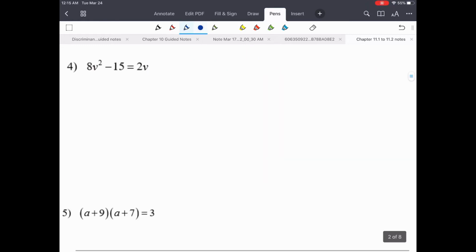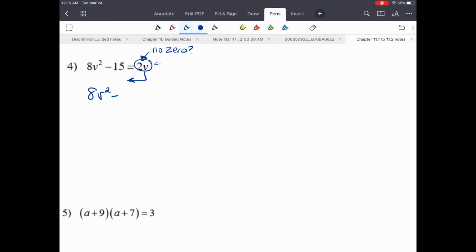Now the next one, you're going to notice that there's no 0 there. So if there's no 0 there, we want to make it so that it is. That means we have to take this term and move it over to the left side, to the left-hand side of that equation, or the polynomial, I should say. And so you're going to get 8v squared. Now that was a positive 2v, so it's going to become minus 2v on the other side. I'm going to keep 15 the way it is, minus 15 equals 0.